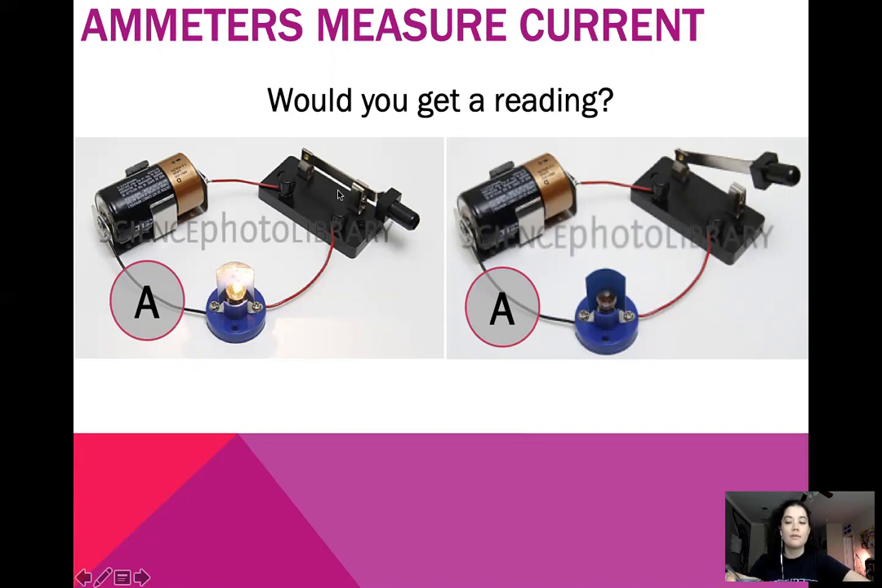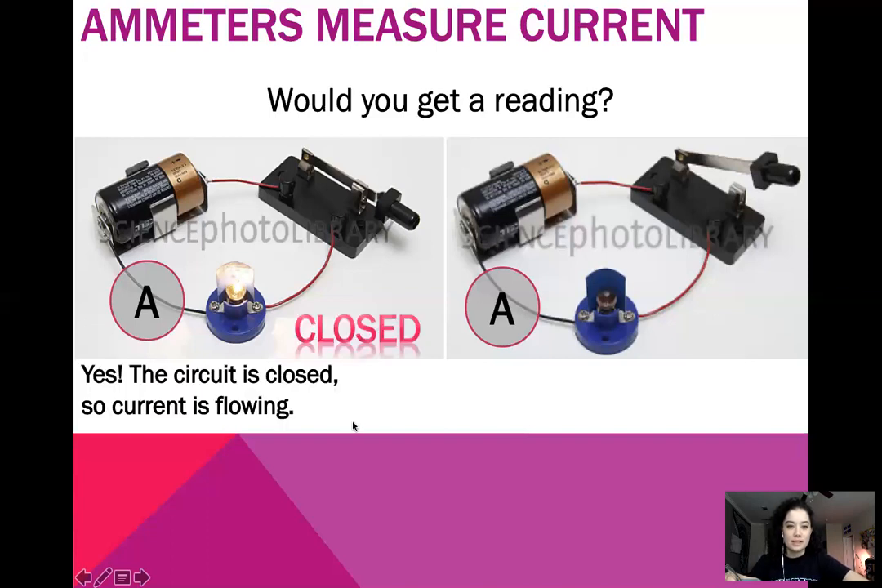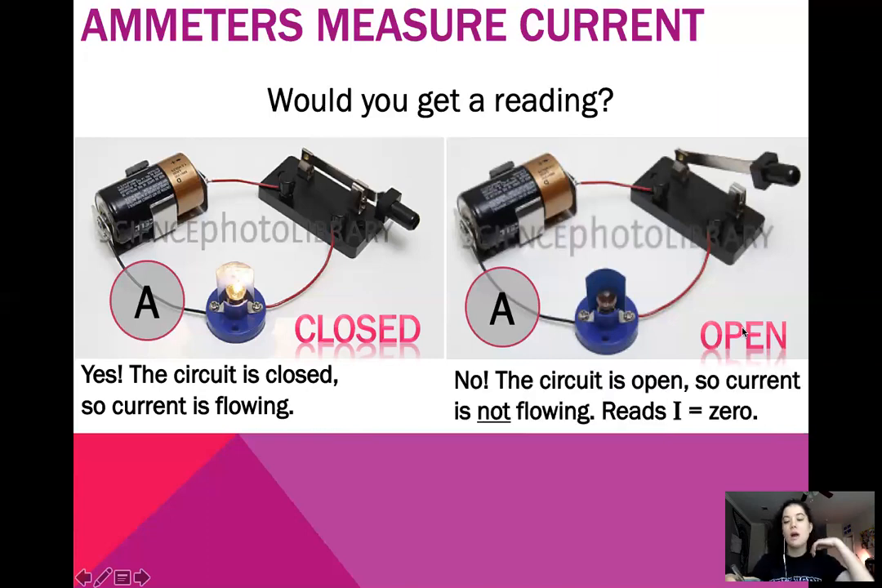What about over here if we move to this picture on the right, though? Would we get a reading if we put an ammeter right here at the same spot? Take a sec, think about it. Hopefully you said no. In this case, the switch is open, which means that the current is no longer flowing, which means my ammeter would not be able to measure anything because there'd be nothing going through it. Closed: yes, circuit's closed, so there's current flowing. This is open: no, there's no current. Our ammeter would read 0.